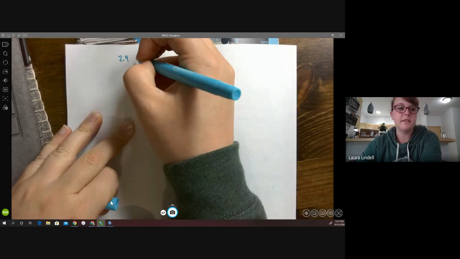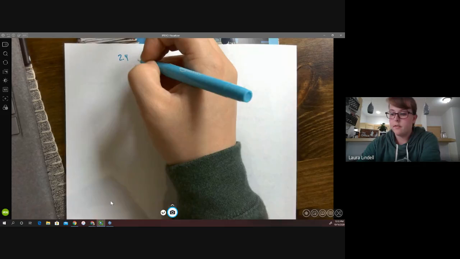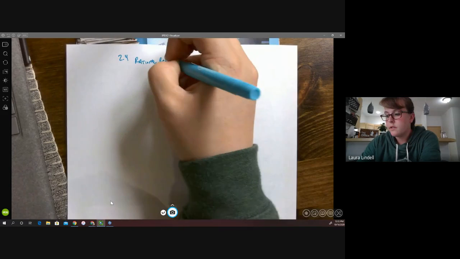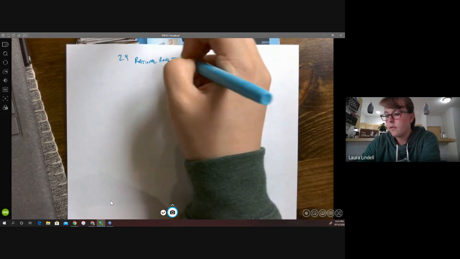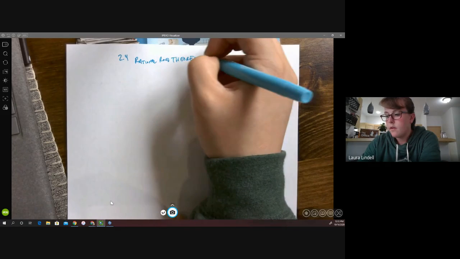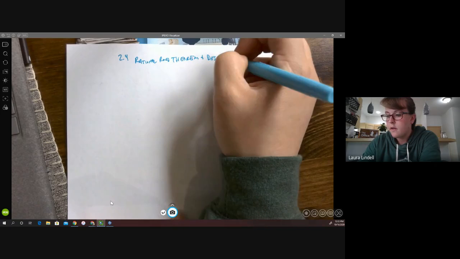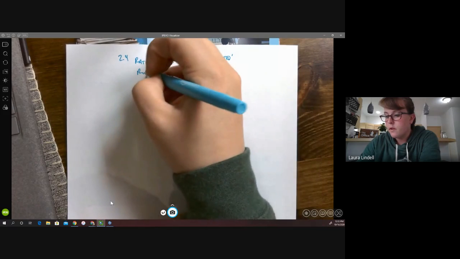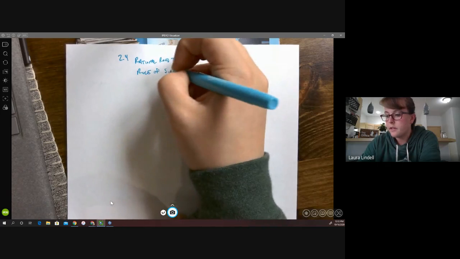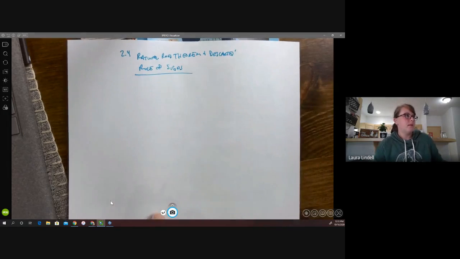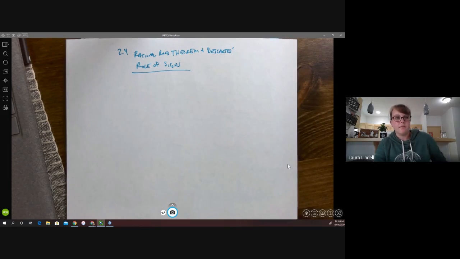(2.4). This is the first day of it. So we've got the rational roots theorem and Descartes' rule of signs. Okay. Rational roots, Descartes' rule of signs. So we're going to start with the rational roots theorem.